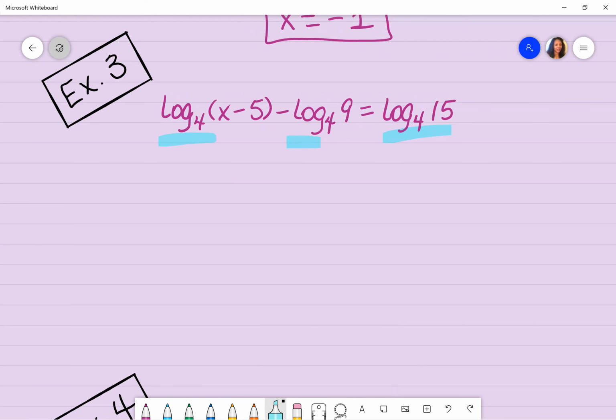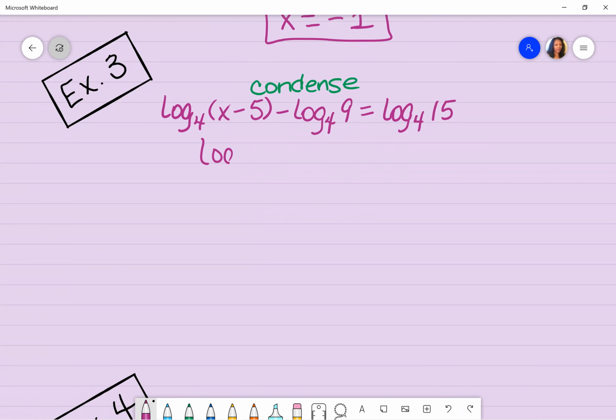So that's where my properties come into play. Since there is a negative sign in between two logs, I have to recall that I'm using the quotient property. And again, I have a video on that, the property of logs, that you can go back and refresh your memory on. So what I'm doing is I'm just condensing at this point. I'm going to condense this, meaning instead of having two logs, I'm just going to have one log.